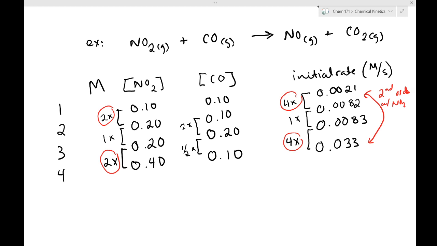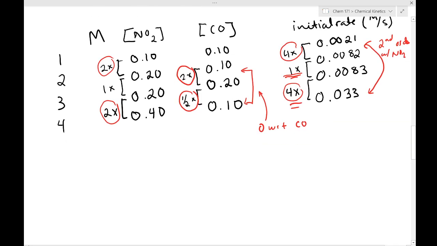But what about carbon monoxide? So in this case, we're doubling it and we're halving it, and nothing else is happening to the initial rate. So these two experiments suggest that this reaction has an order of 0 with respect to carbon monoxide concentration. Okay? So we have an n and we have an m. We can build the rate equation now.